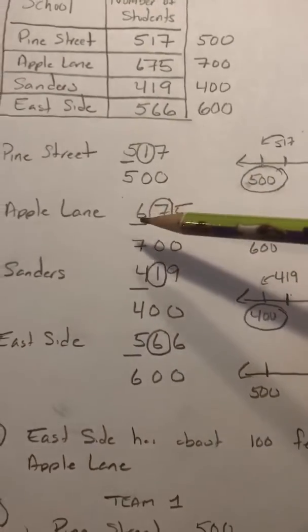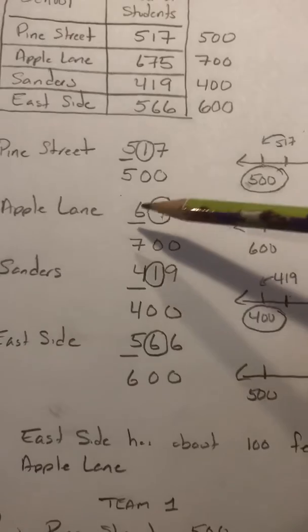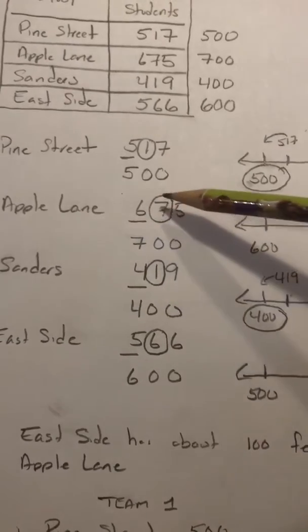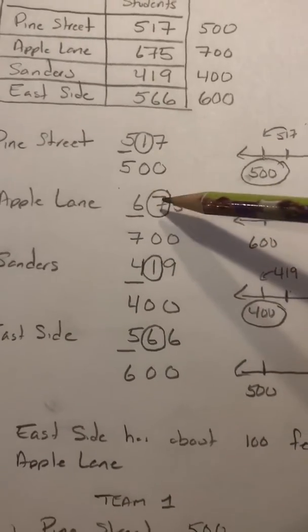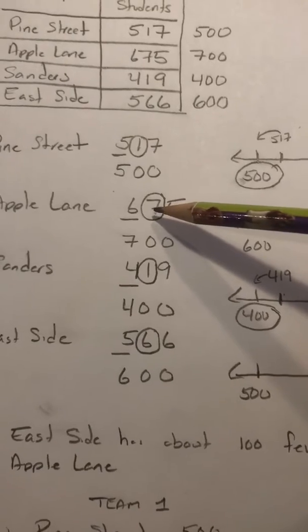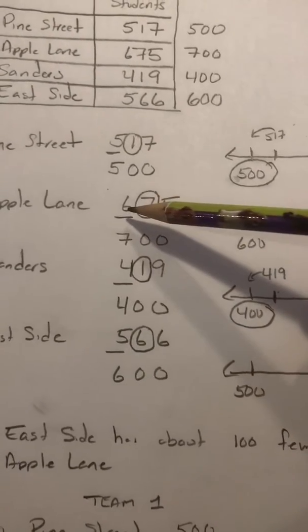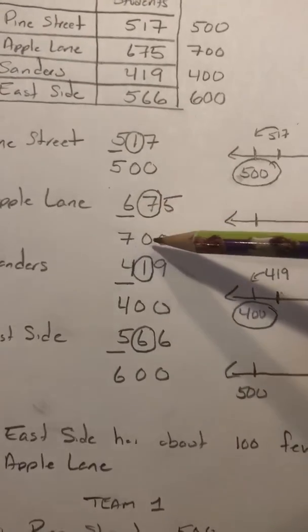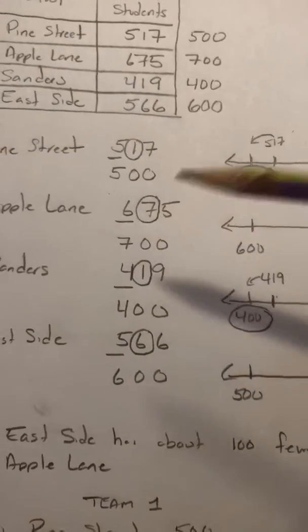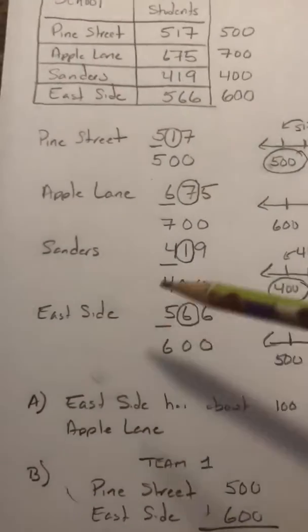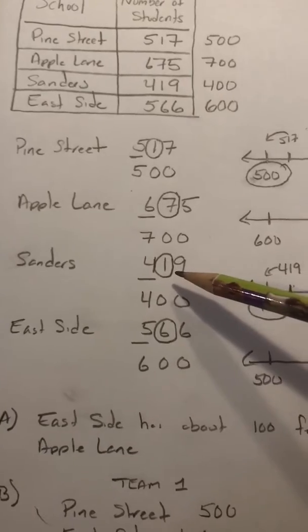Now at Apple Lane School, they had 675 students, so again, I underlined the hundreds place. I'm going to circle the tens. So this is 7, so it's bigger than 5. That tells me that this 6 is going to go up to a 7, so it's going to become 700.